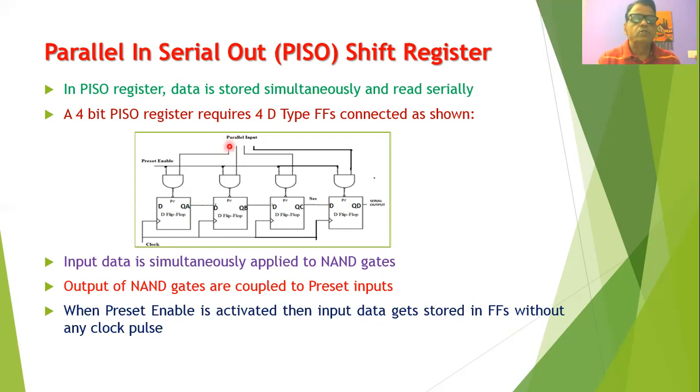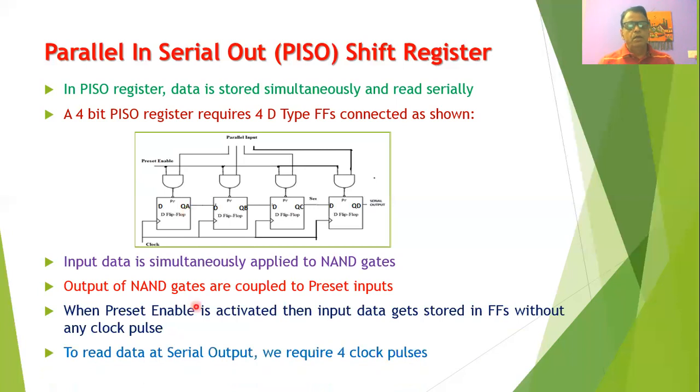Now whenever we want to store 1, then 1 into 1 is 1, its complement is 0, the preset will get activated and 1 will get stored into the concerned flip-flop. So one can easily observe that without application of any clock pulse, it is possible that we can store the bit information 0 or 1 into the flip-flops. Now, in order to read the data at the serial output, what we require is the 4 clock pulses. But since the output is taken at the serial output, we will require the 4 clock pulses in order to read the data.